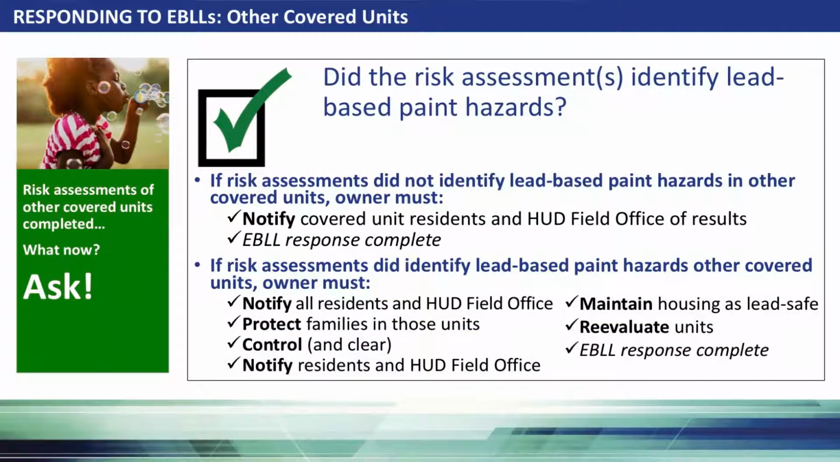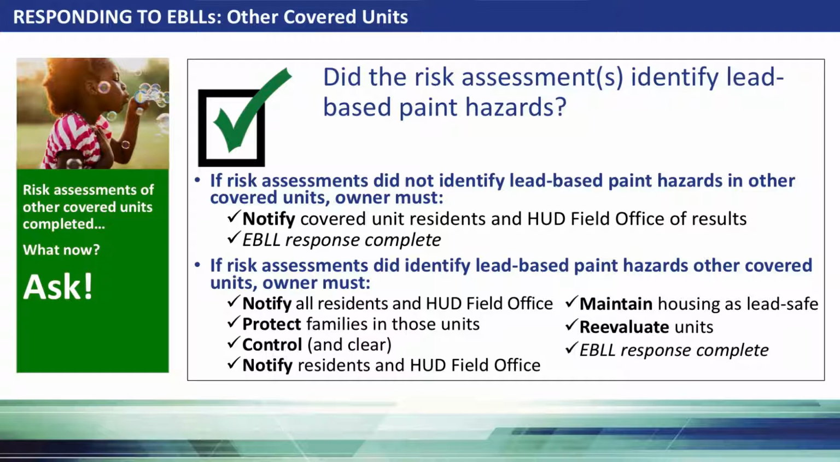The first step is to consider whether the risk assessment identified lead-based paint hazards in any of the covered units tested. If the risk assessments conclude that there are no lead-based paint hazards in any of the other covered units, the owner needs to notify residents and HUD of the results of the risk assessment, and then the EBLL response is complete. However, if the risk assessments find lead-based paint hazards in one or more covered units, the owner must respond to those hazards.